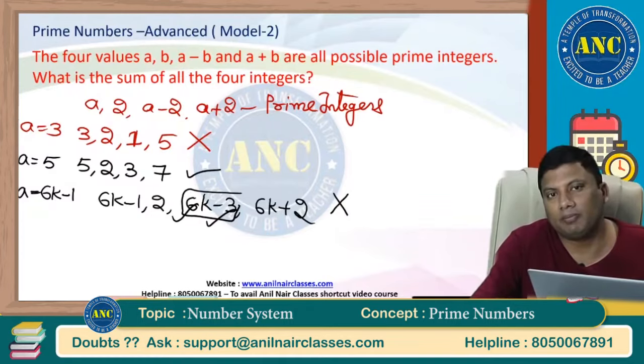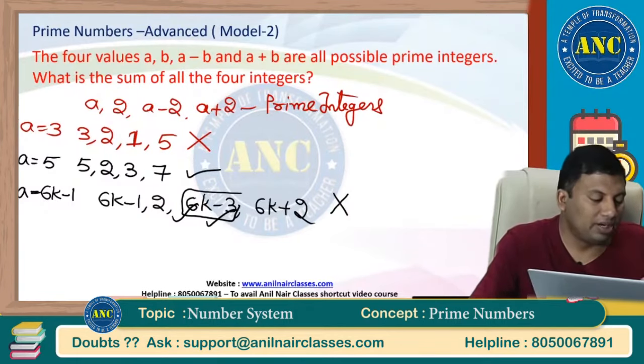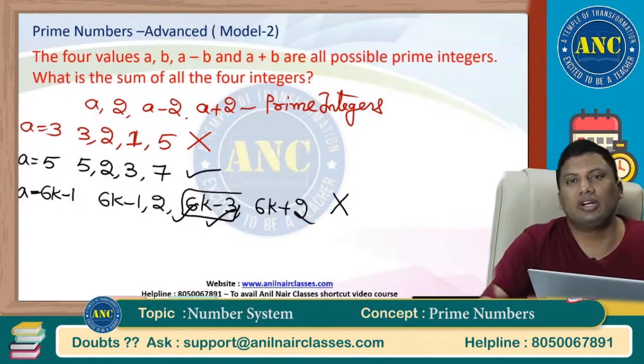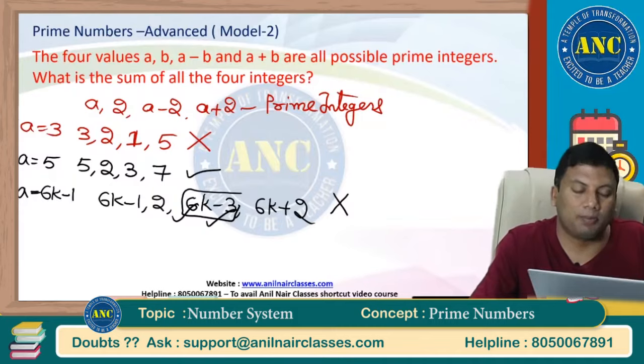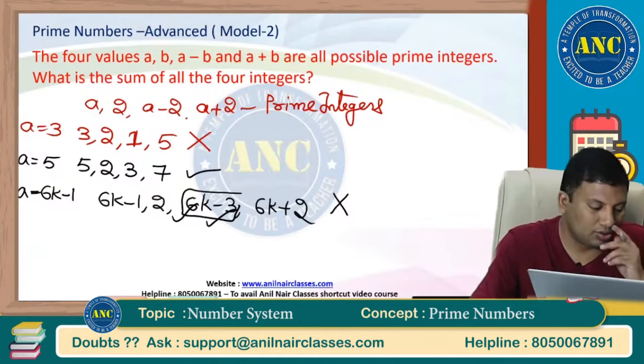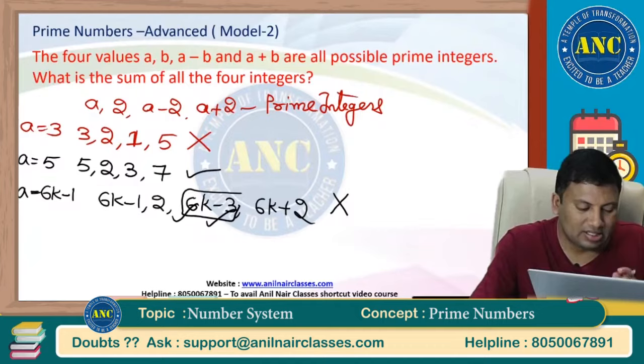Any prime number after 5 could be 6 into 2 minus 1, 6 into 3 minus 1, 6 into 4 minus 1. There exists no prime number other than 5 which is of the form 6k minus 1, which will make these quadruple prime numbers, A minus 2, 6k minus 3. It is divisible by 3.